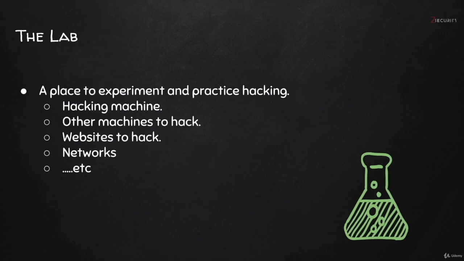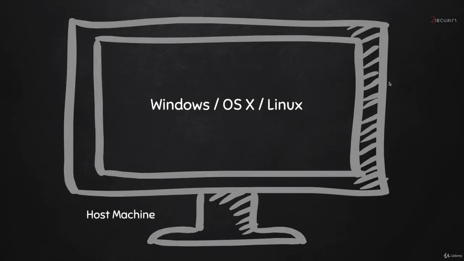Now, to create a lab, you just need a number of computers with different operating systems, and you'll need a number of networks if you're testing network attacks, and if you're testing website attacks, then you will need to install websites on these computers. Or you can do all of this inside your computer, inside one machine, and install everything else as virtual machines. And this is what we're going to do. So let's say you have your computer right here. This is your main computer that you use every day to check your emails or even to watch this course.